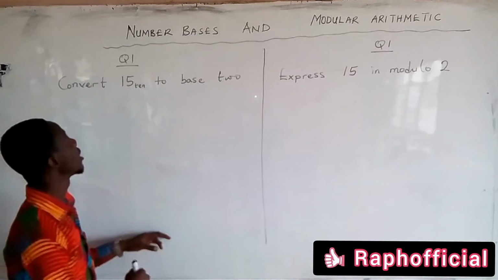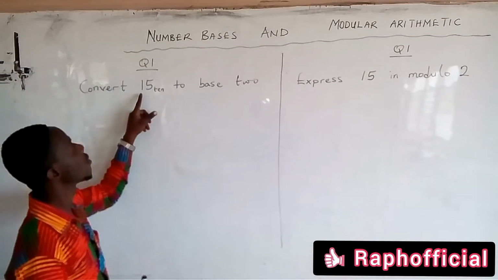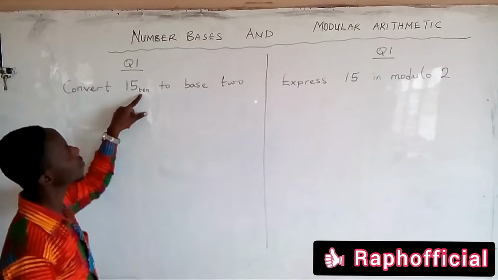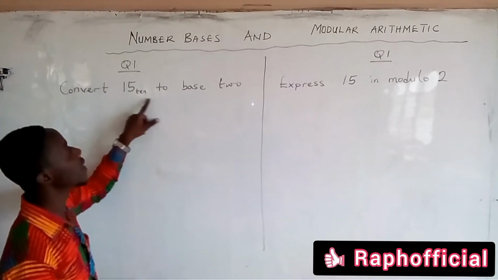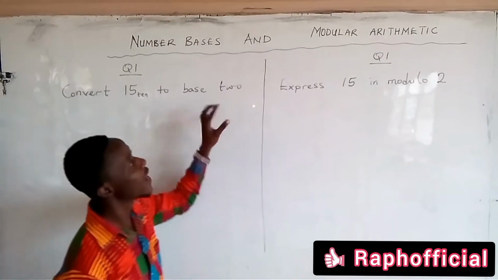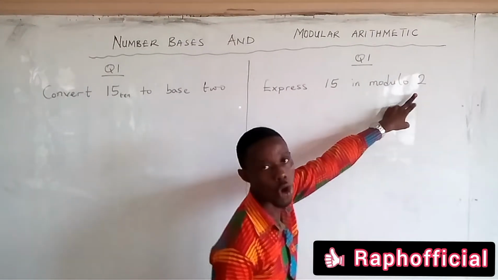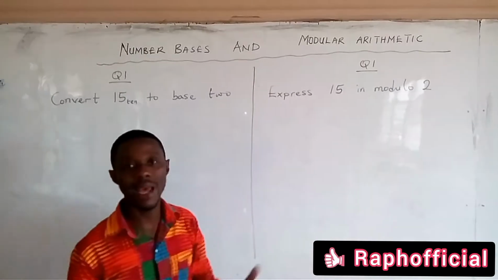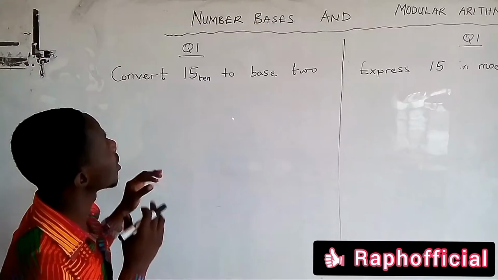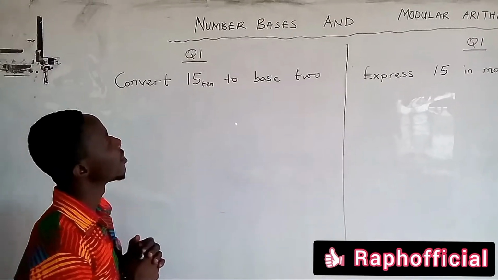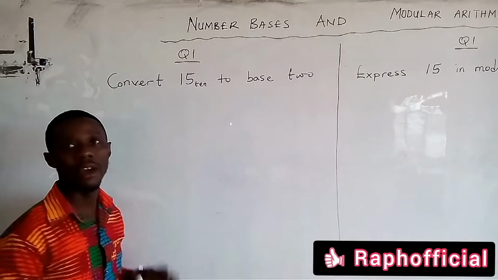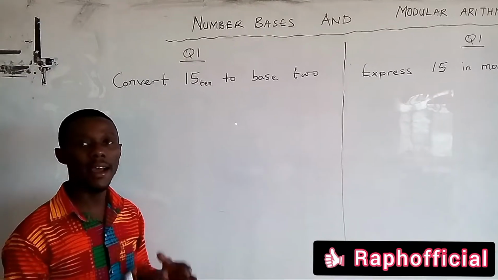Now, for the first one, it says that we should convert 150 base 10 to base 2. And for the modular side, we have to express 150 in modulo 2. Now, let's begin. For this one, in number base, we write only the remainder as our answer.